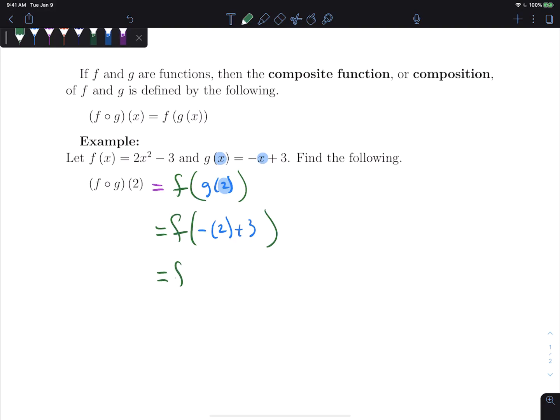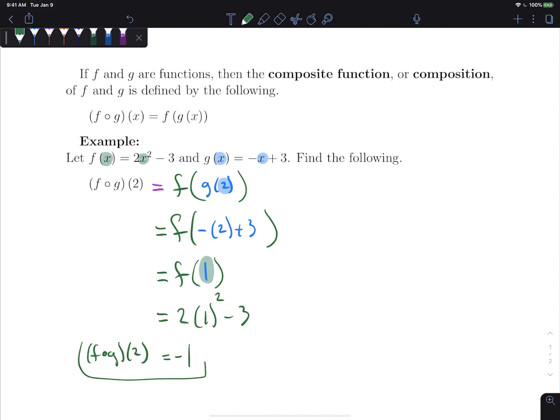So this is really telling me I want to figure out what is f of 1. Which means I need to go back to the f function, and these x's in the f function are going to be replaced with that 1. Doing so gives me 2 parentheses 1 close parentheses squared minus 3. And then simplify. 1 squared is 1. 1 times 2 is 2. 2 minus 3 is negative 1. So that's telling me that f composed of g of 2 is equal to negative 1.